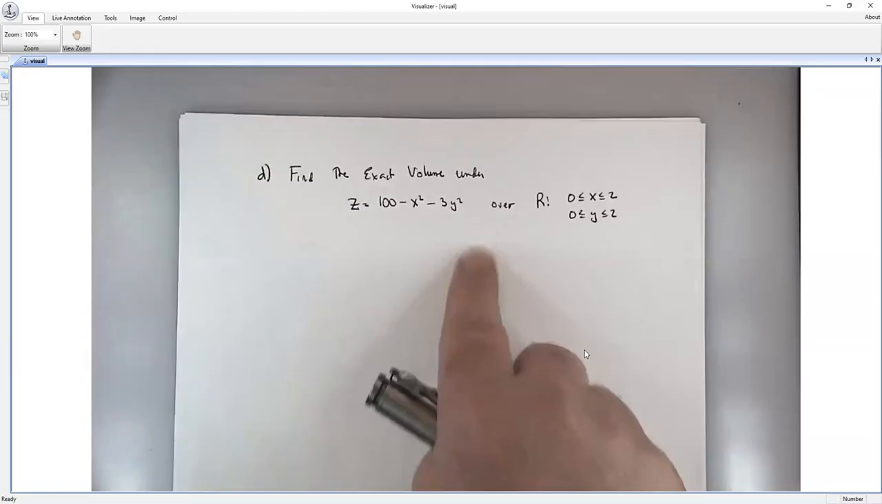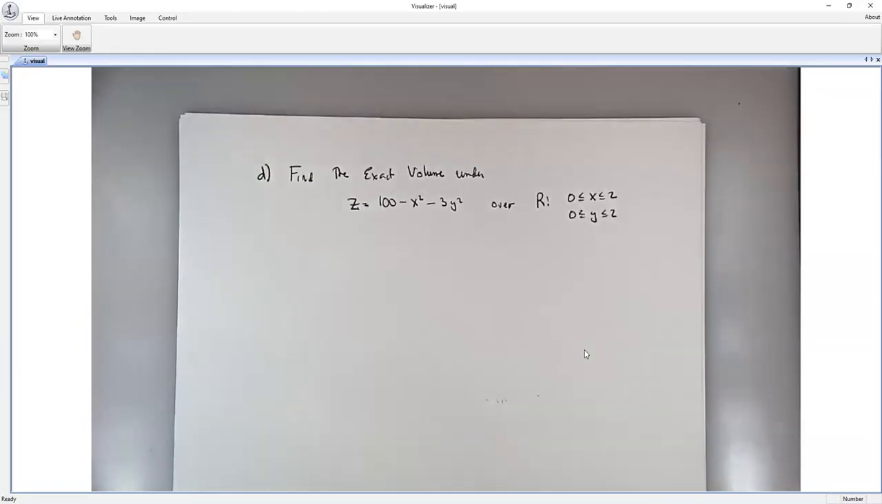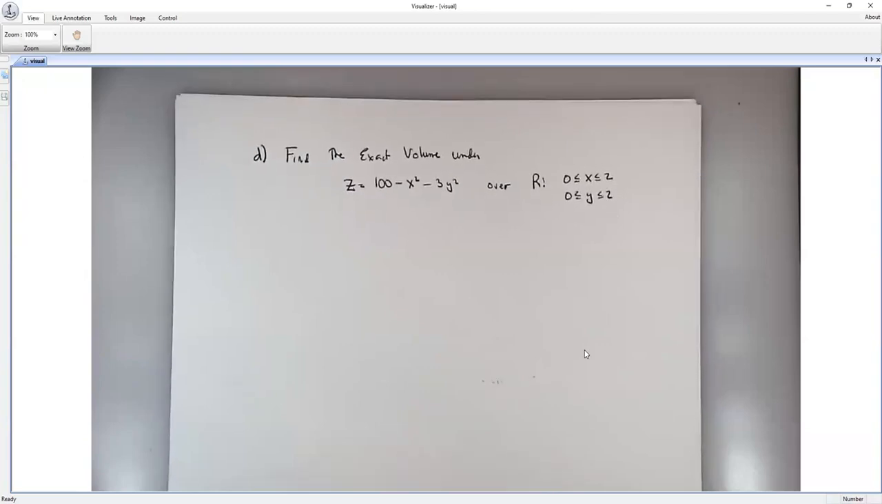Okay, but let's do the problem. Here it is. Find the exact volume under the curve Z equals 100 minus x squared minus 3y squared over the region R, from 0 to 2 for x and 0 to 2 for y.